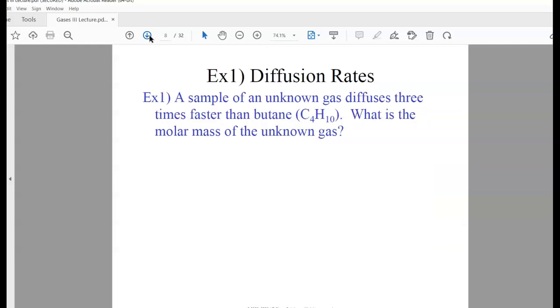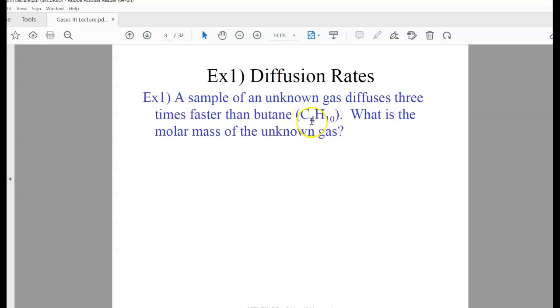Okay, let's take a look here. This is an example of using the same idea for diffusion rates. A sample of an unknown gas diffuses 3 times faster than butane. What is the molar mass of the unknown gas? Now, we don't have any rates here. All we know is this gas goes 3 times faster than butane. Butane is 58 grams per mole. So this is going to have a molar mass less than that.